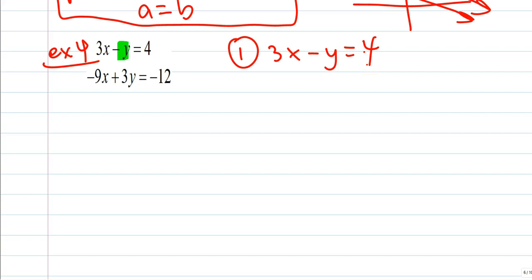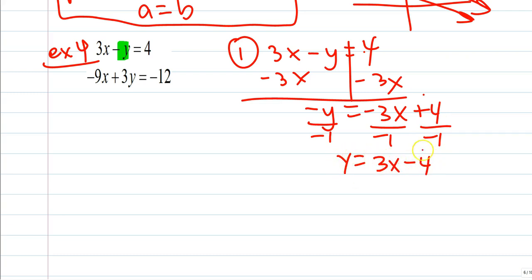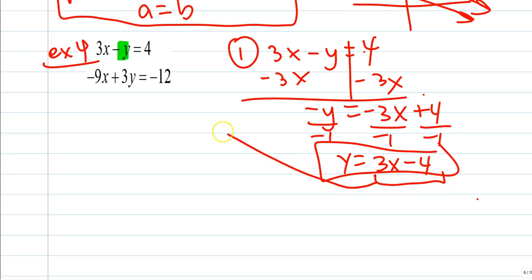So if I solve this for y, we will subtract the 3x. Negative y is equal to negative 3x plus 4. Dividing by negative 1, y is equal to positive 3x minus 4. I can use that now. I can substitute. Y equals 3x minus 4. I can put this all in place of the y in the other equation. Remember, I don't like to use substitution unless the step is already done. We still can, just not as easy as some other methods.